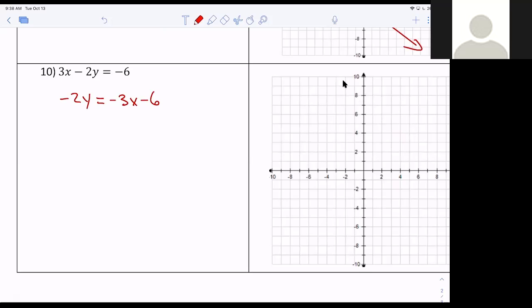No, because the 2 is the y. You see what I'm saying, right? We want to isolate the y. So that means we have to move the x away from y. You okay with that? All right, listen to me.